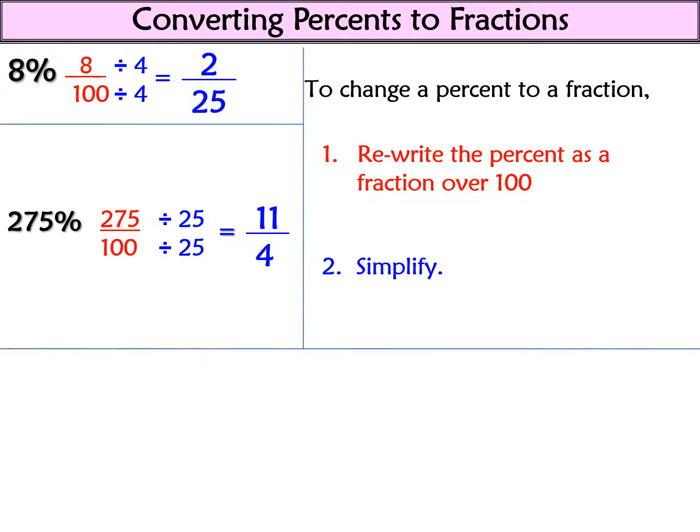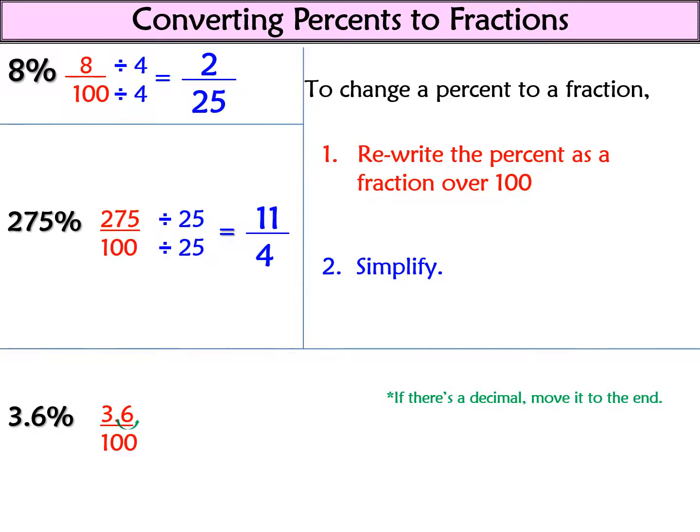Let's look at the third one. Again, step 1, let's put it over 100. But we don't really like having decimal numbers inside of fractions. It's like having a part of a part. So now, how do we fix this situation? What we're really going to do is multiply both top and bottom by 10.